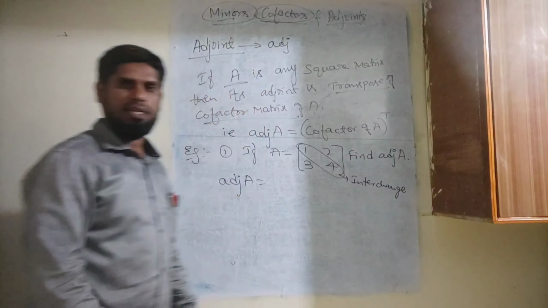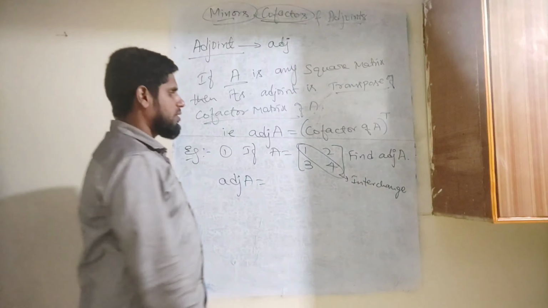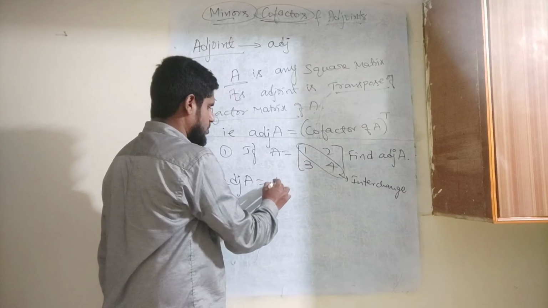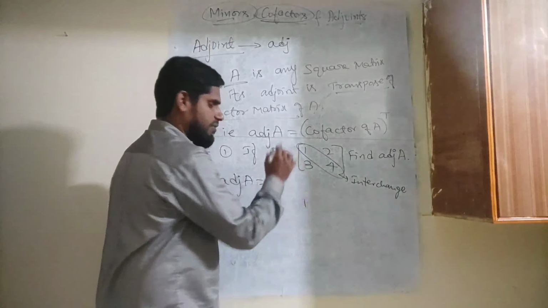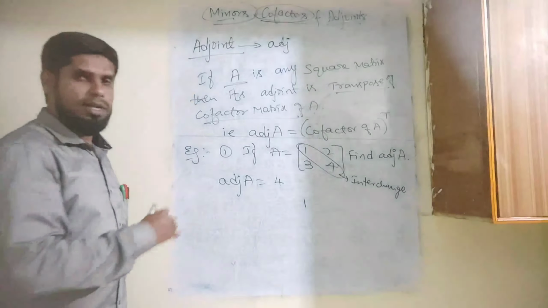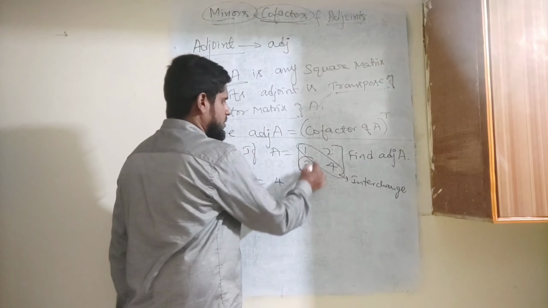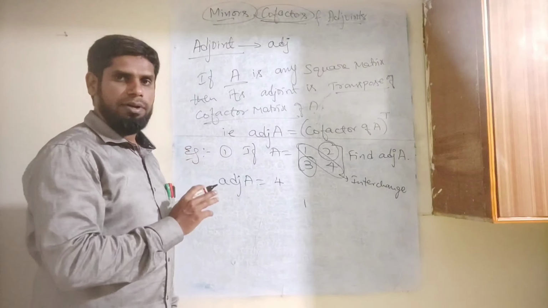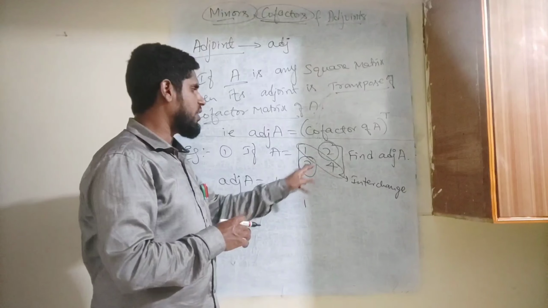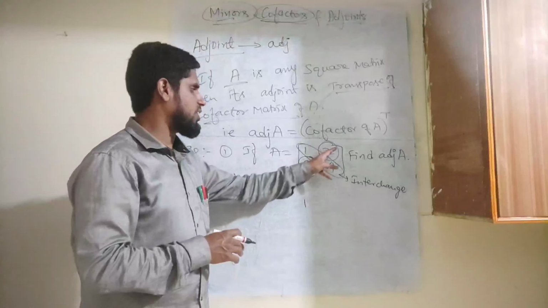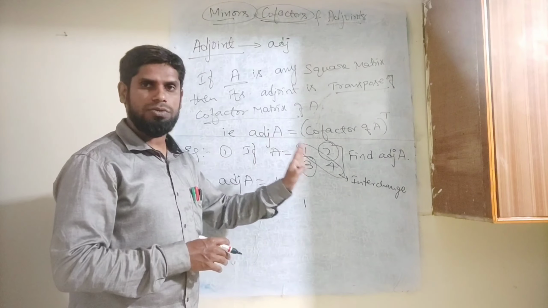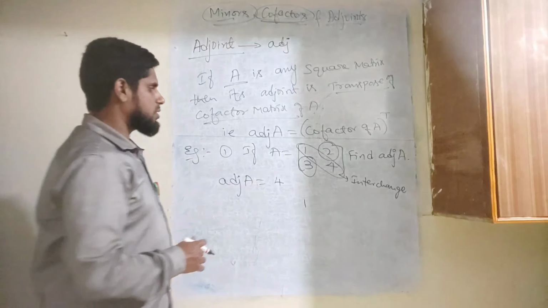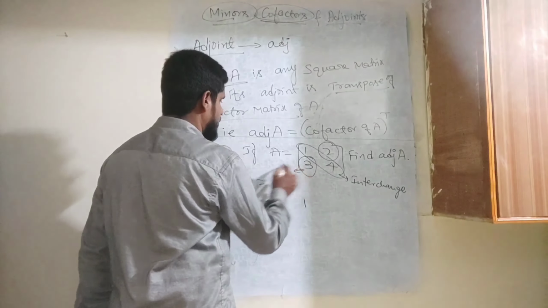We should interchange the elements. Means what? First element becomes last, last becomes first. 4 here and 1 here. The remaining 2 elements, whatever it is there, remain the same, but their sign will change. If it is positive, we will write negative. If it is negative, we will write positive. The signs will interchange.